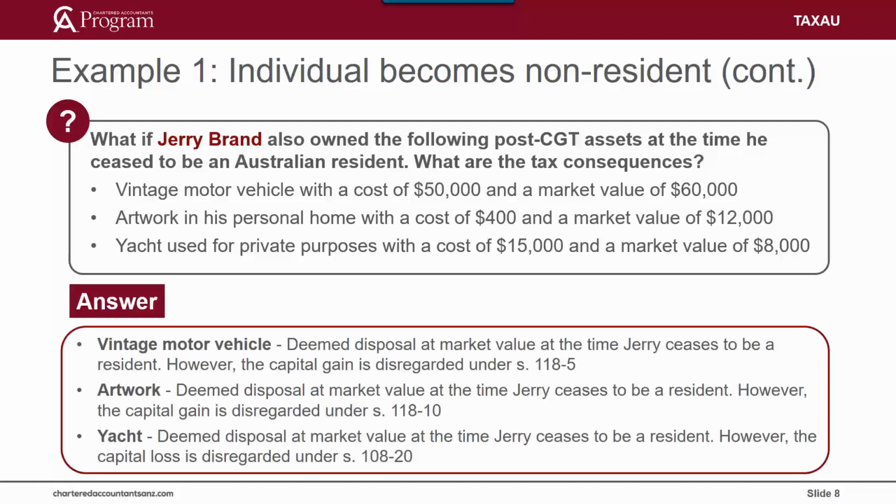As the vintage motor vehicle is not taxable Australian real property, Jerry would be deemed to have disposed of the asset at its market value at the time he became a non-resident. However, because the asset is a motor vehicle, the capital gain of $10,000 would be disregarded under Section 118-5. It does not matter that it is a vintage car. All motor vehicles are exempt assets for CGT purposes.